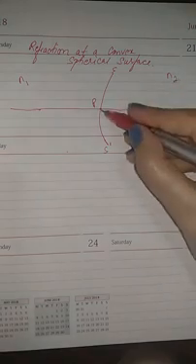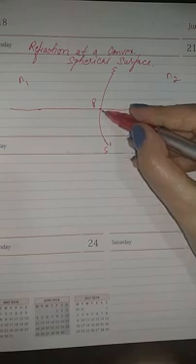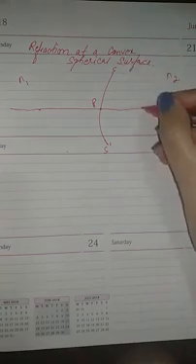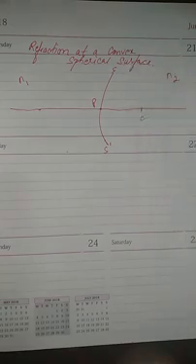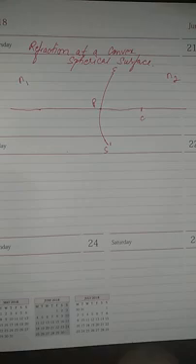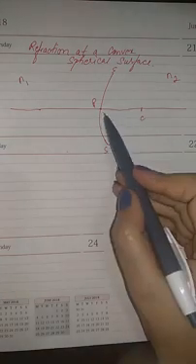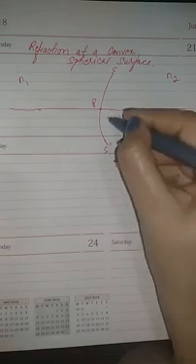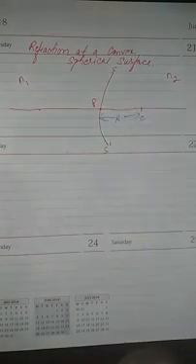Let P be the pole and C, if you make a circle over here, then the center of curvature lies somewhere. This C is the center of curvature of the surface, and this distance from pole to center of curvature is the radius of the spherical surface.